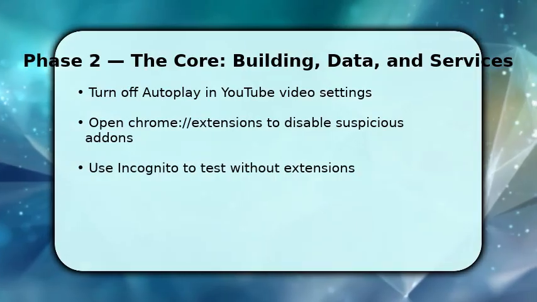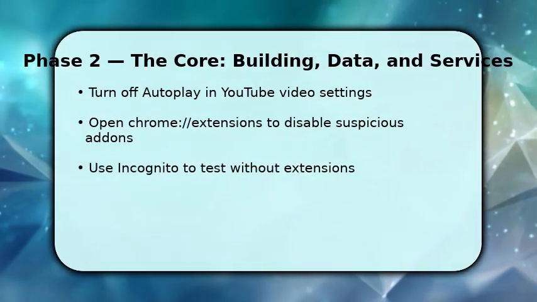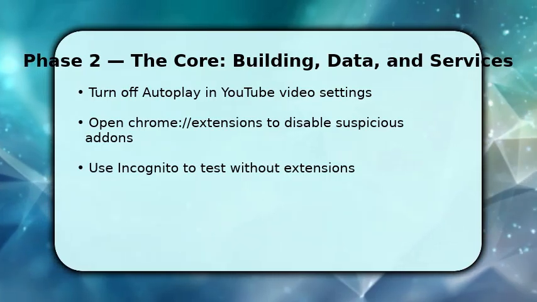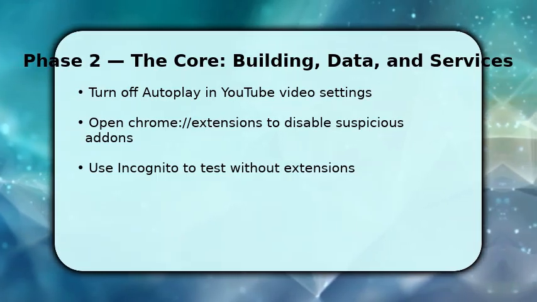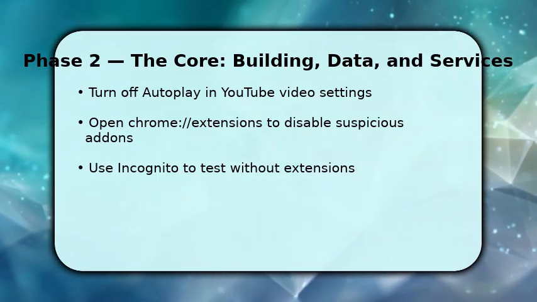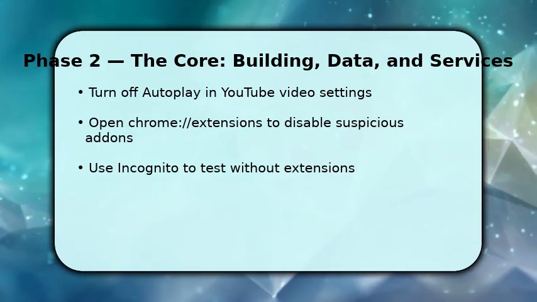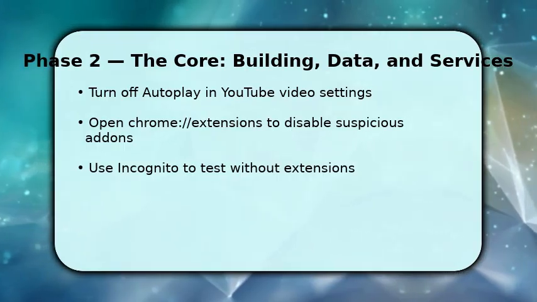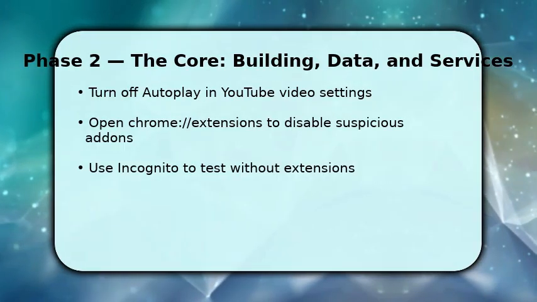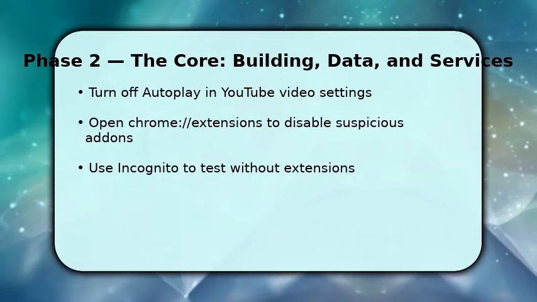You'll now stop playback behavior by disabling autoplay and checking extensions. First, open a YouTube video, click the autoplay toggle and turn it off. This prevents next videos from starting. Next, go to Chrome, //extensions, and disable any extension that mentions video, ad blocking, or script control. Disable them one at a time to identify culprits.